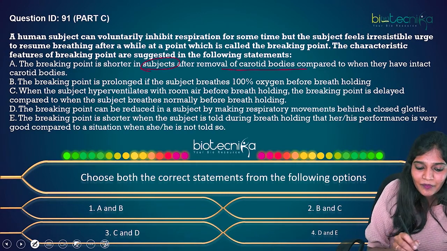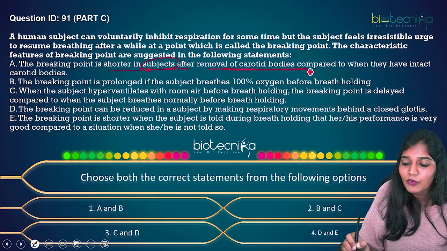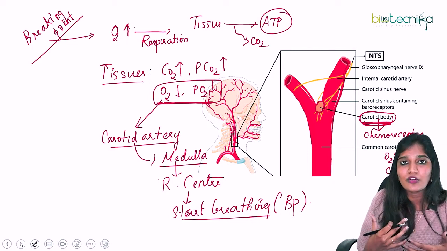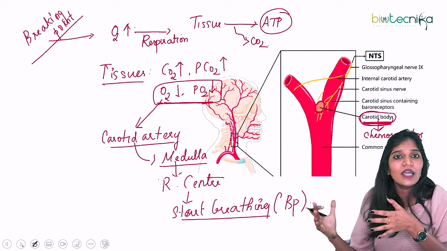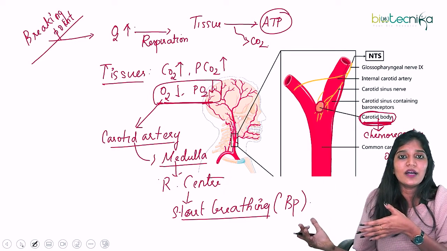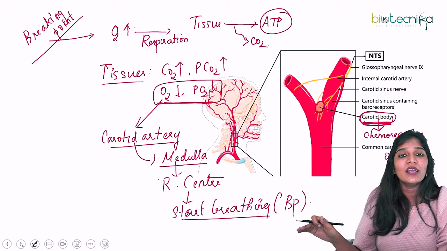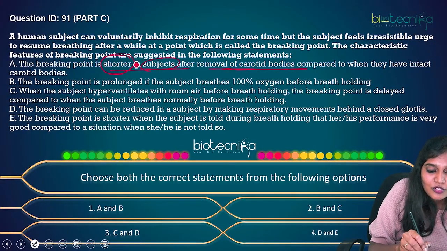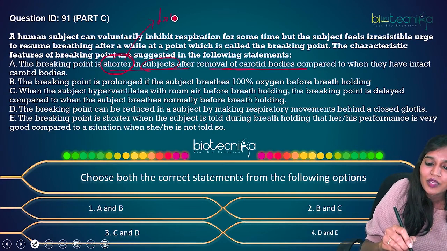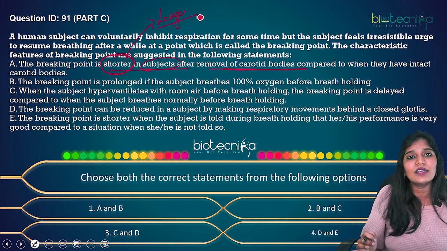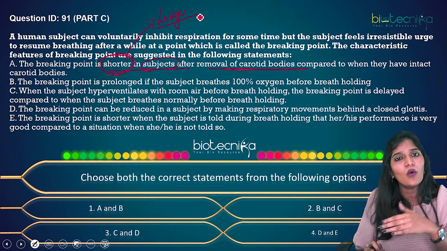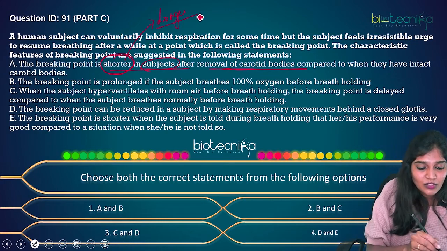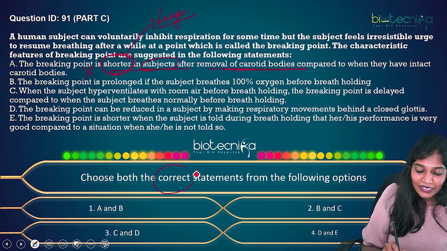But here they said it is going to be shorter in subjects after removal. If I remove the carotid body, it cannot sense whether the carbon dioxide is high or not, so it cannot send a signal to the medulla. If it is not sending a signal to the medulla, the breaking point will not be shorter. We can say it will actually increase. So here they have given that the breaking point is shorter. No, it will be for a long period of time, because even though the carotid body is not there, it cannot send the impulses to your medulla and tell you to breathe out, break the point. So that will be longer for some period of time. So this is a wrong statement. We have to select the correct statement only.